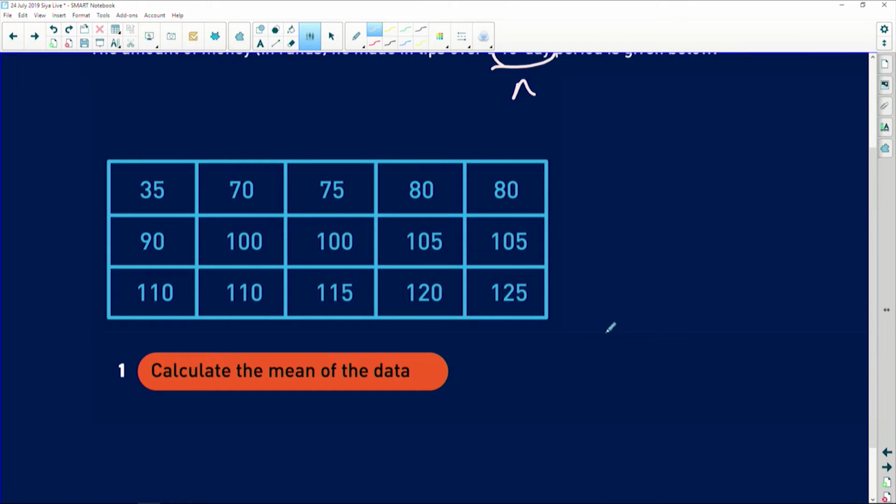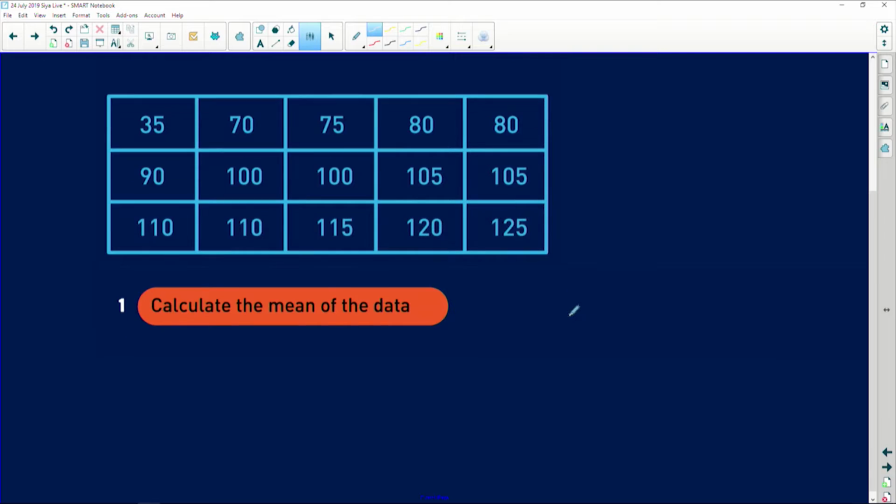I'm going to do it in two ways. Firstly, I'm going to do it manually, and then the second method is I will do it on the calculator for you. So manually, x bar is equal to, remember, the sum of all the values divided by n.